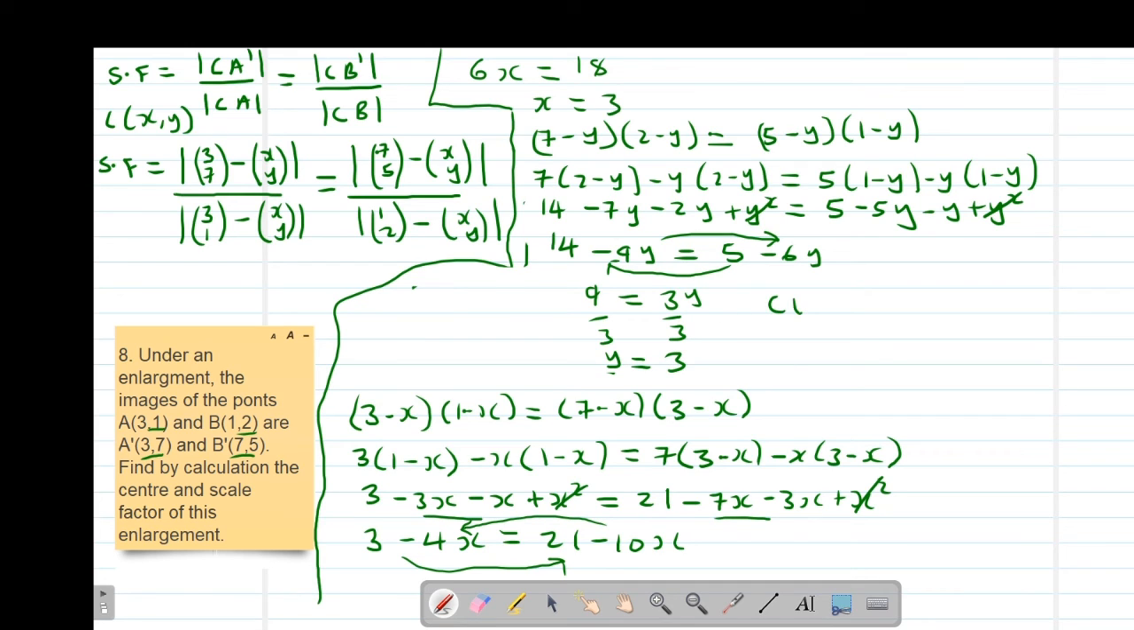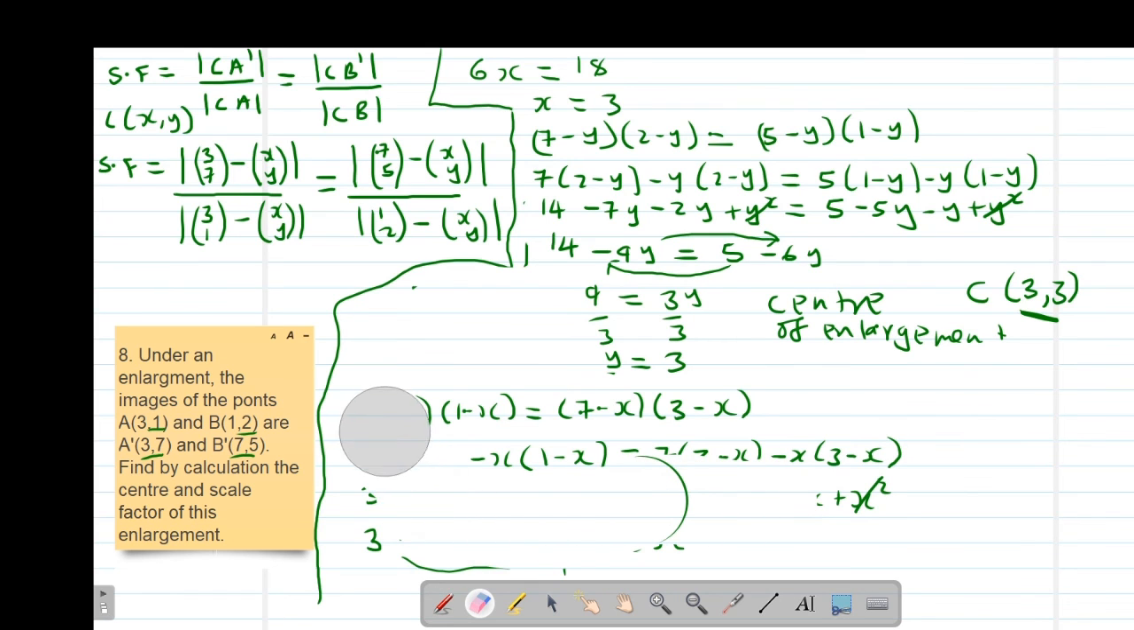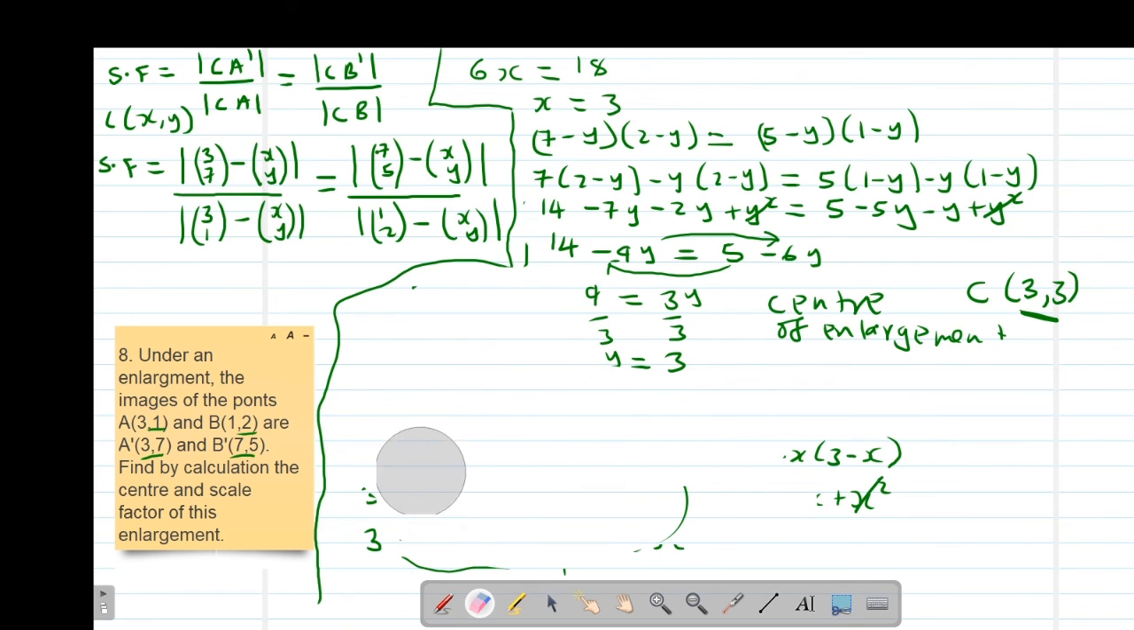So it means the center of enlargement, C, the value of x is 3, the value of y is also 3. So the center of enlargement is (3, 3). Then having found the center, we can also find the scale factor of enlargement. So if you want to find the scale factor, I'm simply going to use one of the equations.